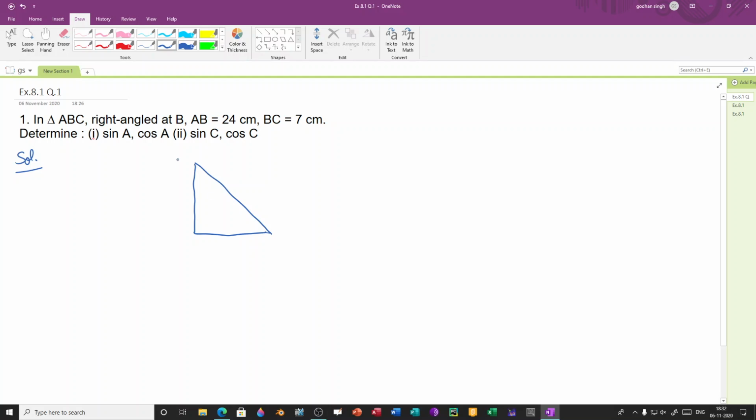So it is given that the triangle is right angled at B. So we will be writing here B. A we can write anywhere we like, either here or here. Suppose I write A here and this is C here. First of all we'll write the values which are given here. AB is 24, so this is 24 centimeter, and BC is 7 centimeter.